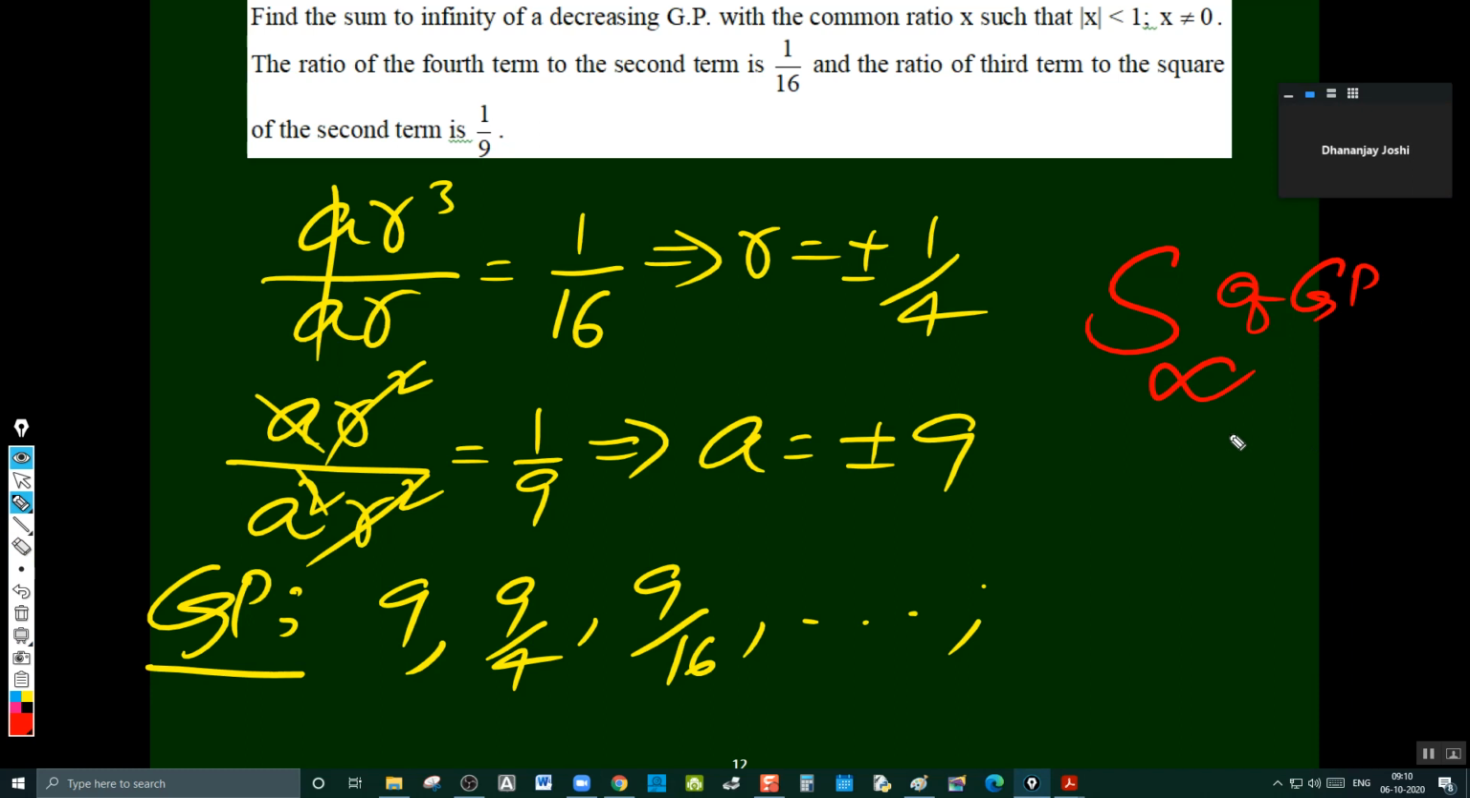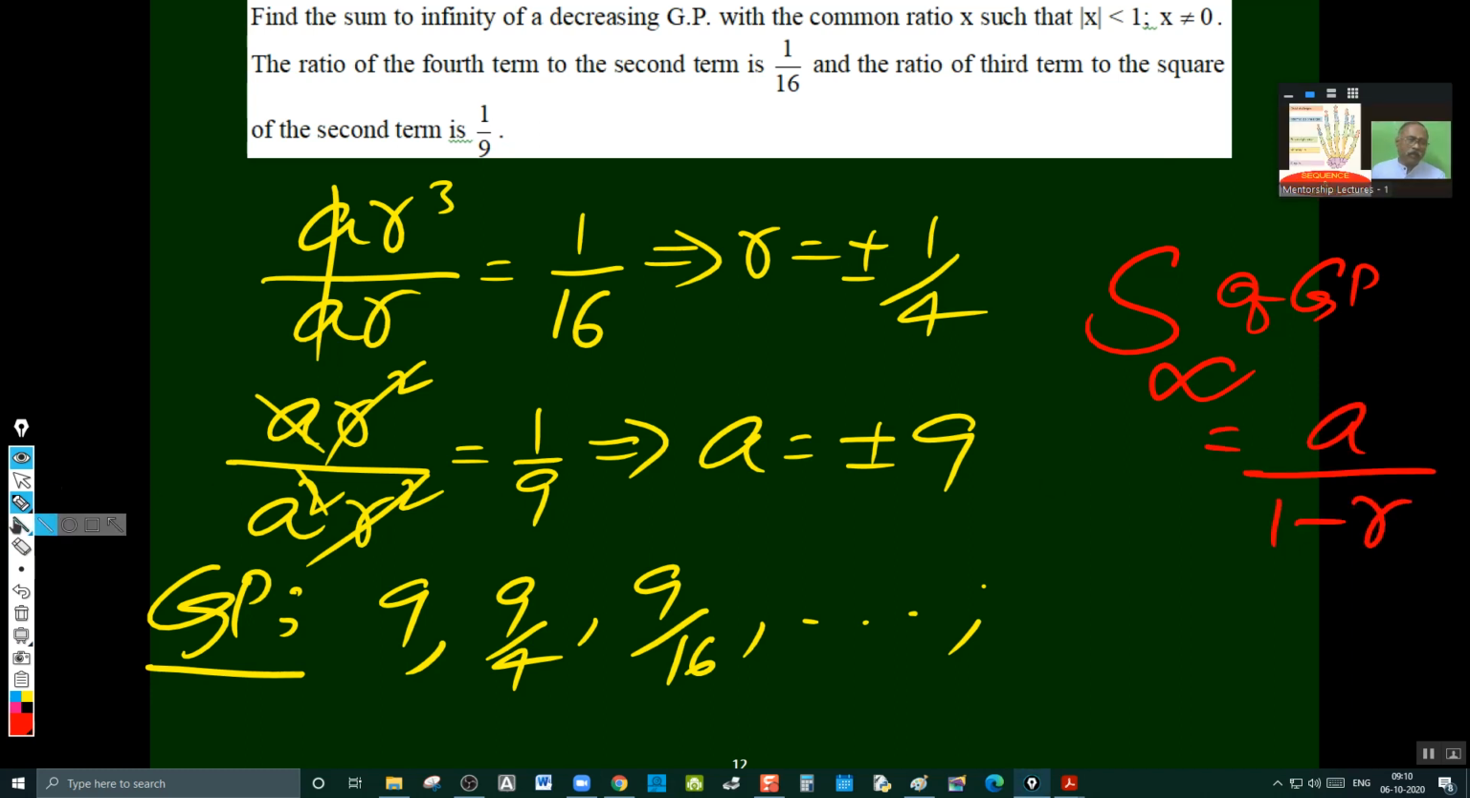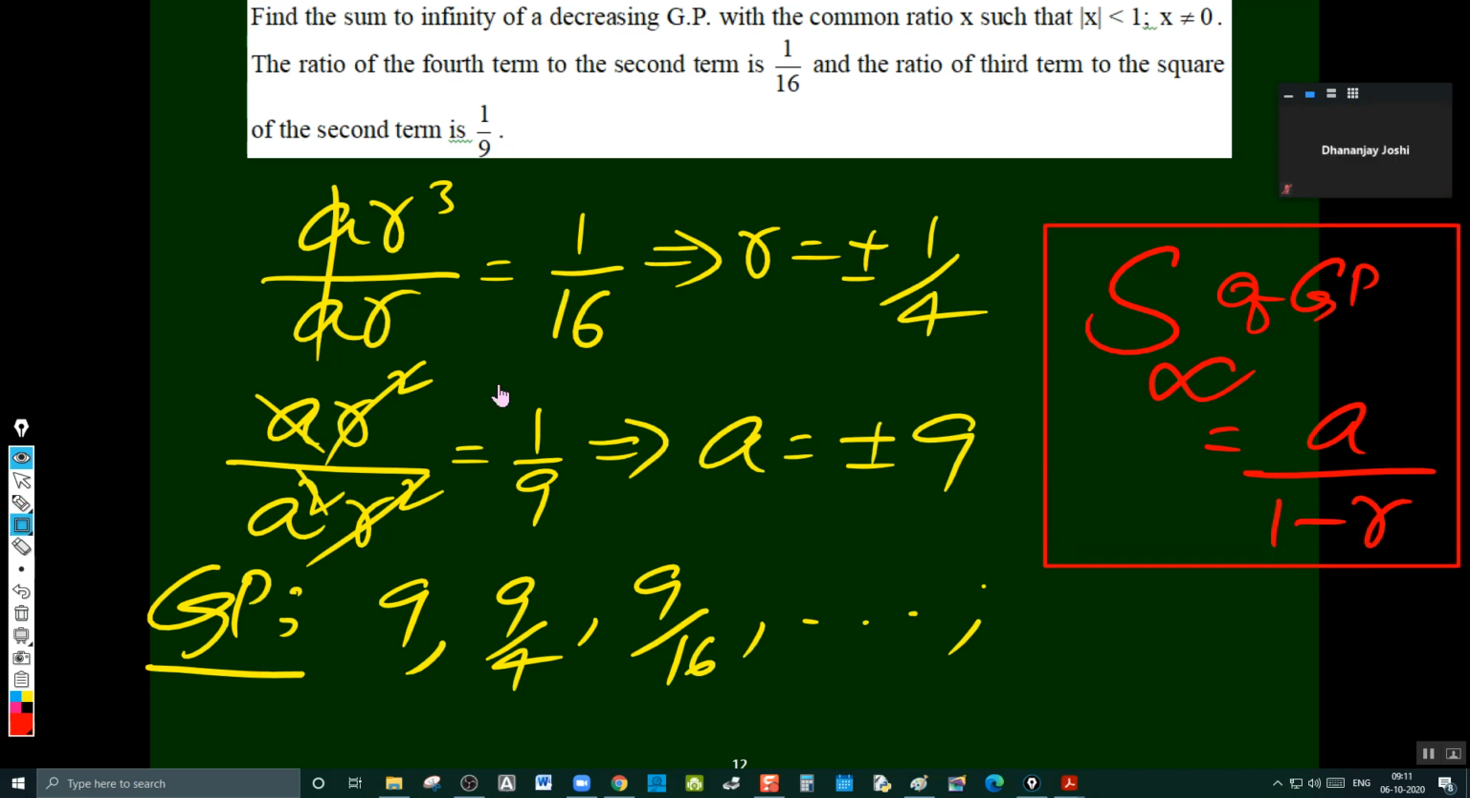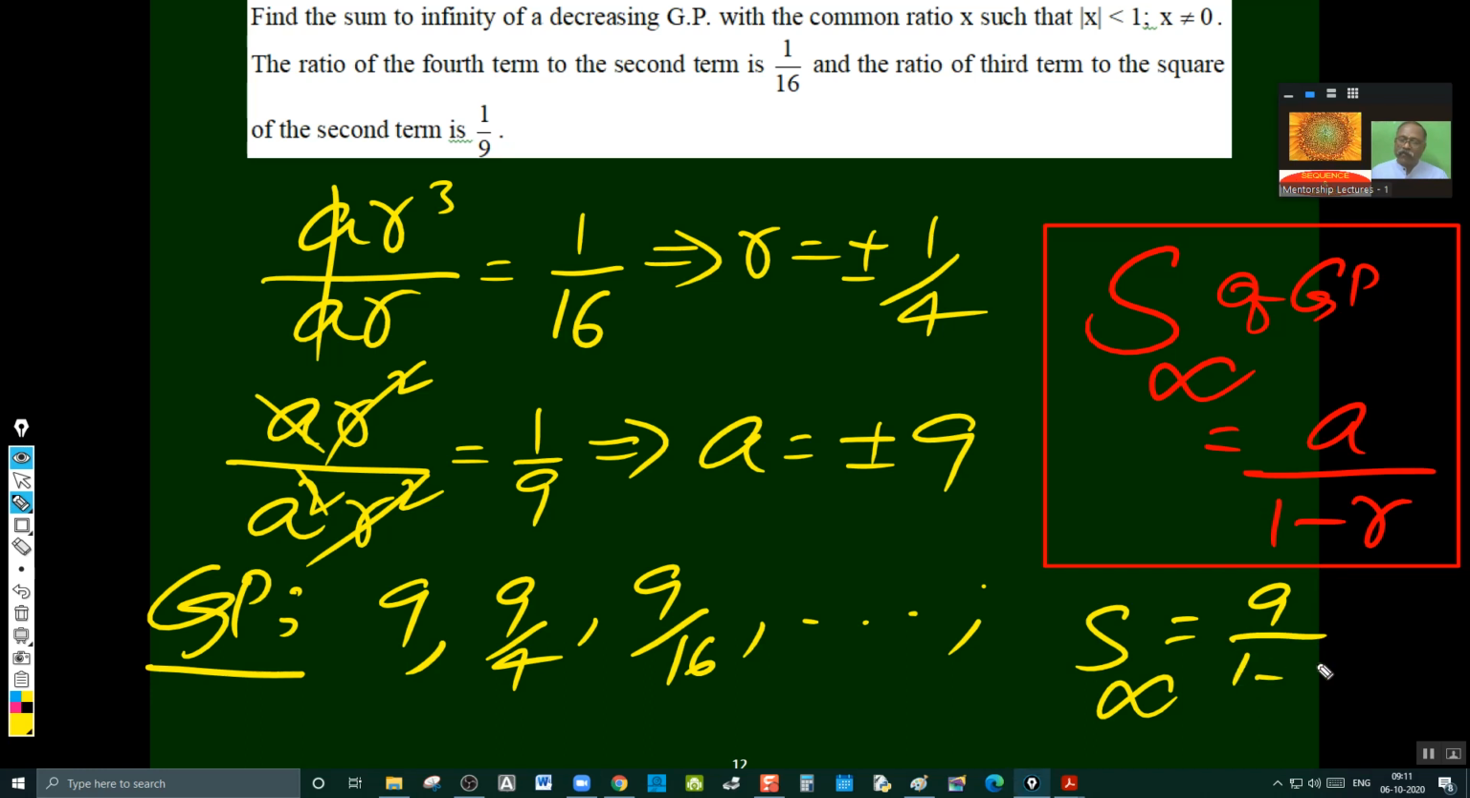प्लस माइनस 12 आता है, is equal to A upon 1 minus R. Substitute. प्लस माइनस 12. Okay. Decreasing GP बोल रहे हैं ना? हाँ, 9 divided by 1 minus 1 by 4. 3 into 4 12 हो जाता है. हाँ ठीक है. 2 वैल्यूज निकलेगा, लेकिन इंटीजर टाइप में एक ही वैल्यू दिया जाएगा आपको.